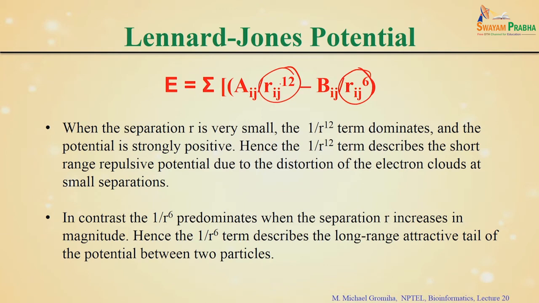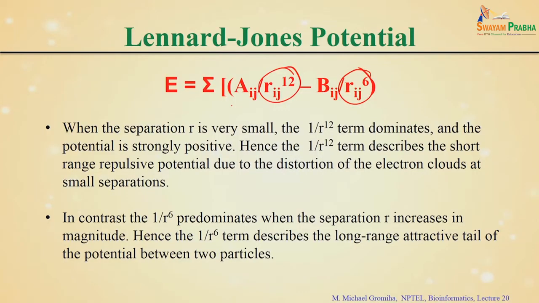Then if you move apart, the Rij power 6 term will dominate, and then you have attractive interactions. So which is the attractive term, and which is the repulsive term? The positive is the repulsive term and the negative is the attractive term. From this you can estimate the interactions due to van der Waals free energy.